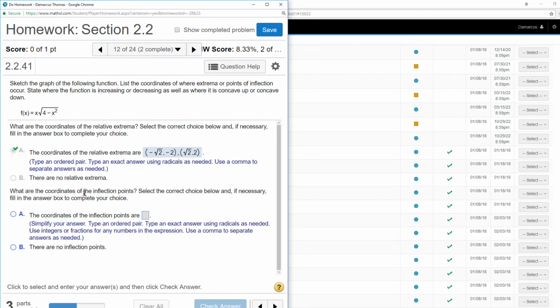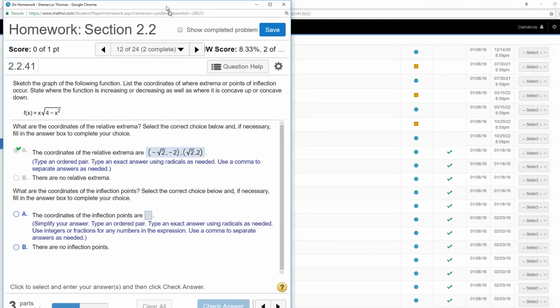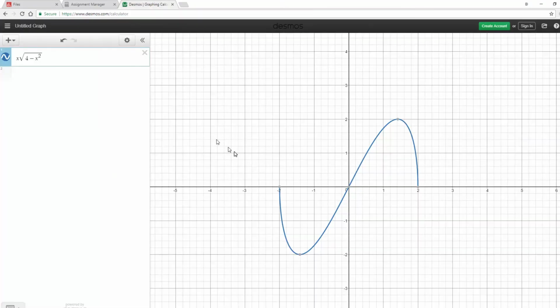What are the coordinates of the inflection points? Select the correct choices below, and if necessary, fill in the answer box. Well, there's definitely going to be an inflection point, and let's go back to the graph again. I believe there's only going to be one inflection point. It should be right there at f at 0, 0.